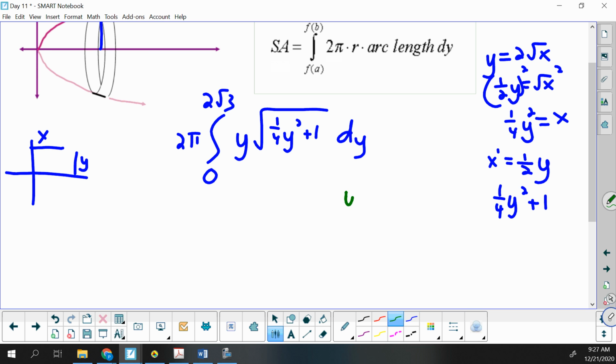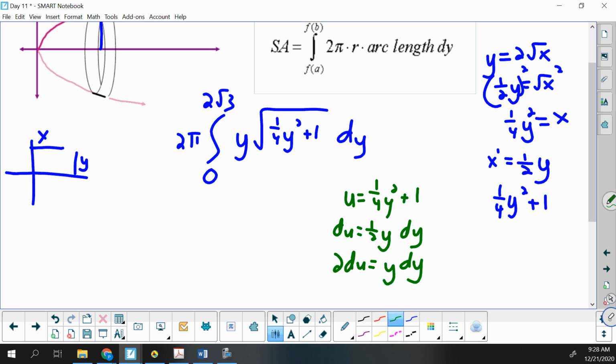Well, this sets up nicely for a u substitution. The u would be our 1/4 y squared plus 1. Du, 2 times a fourth will give us 1/2 y dy. And we only had a leftover y, so we'd have to correct by multiplying by 2. So we've got the 2 pi that was out front and the 2 from our u substitution. So we're going to have 4 pi. We're going to have u to the 1/2 du.